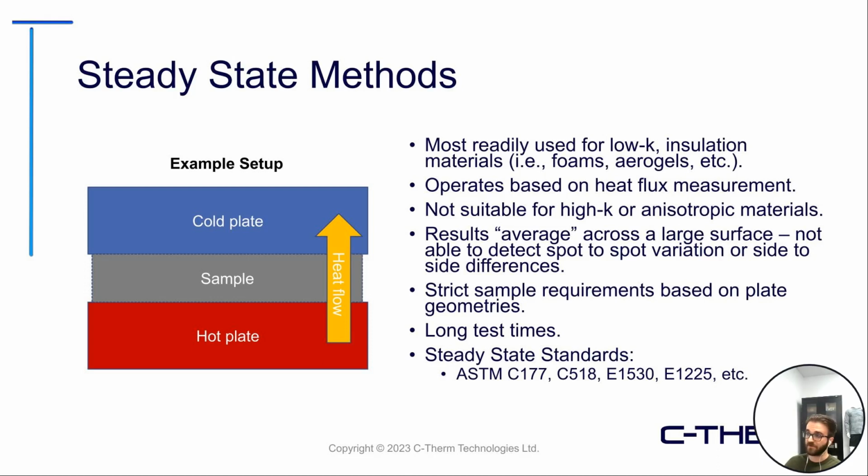The other thing just to be aware of is that the results you're getting from these measurements are really an average; you can view it as across a very large surface. Typically, these samples are quite big. Large coupons are cut out and placed in between these plates. And what you lose in that is the ability to detect small spot-to-spot variation or even side-to-side differences, which can become an issue, especially when we're dealing with these thinner materials and these thermal management systems. So just something to keep in mind.